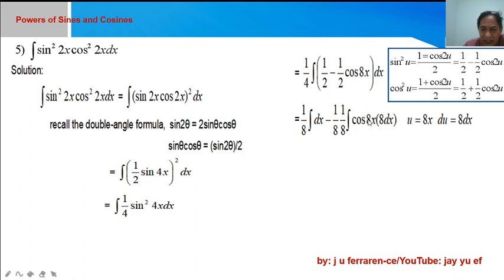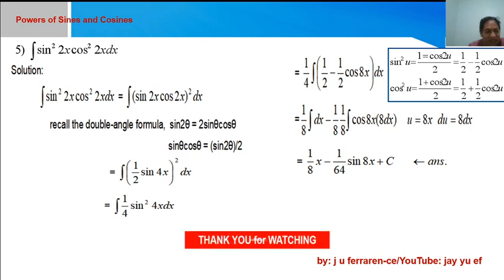Integral of cosine 8x dx. But I'm inserting it so we can neutralize by having 1 over 8. And then we can now apply the formula to finally do the integration. 1/8 x minus 1 over 64. The integral of a cosine u du is sine u or sine of 8x plus c. So that's all.